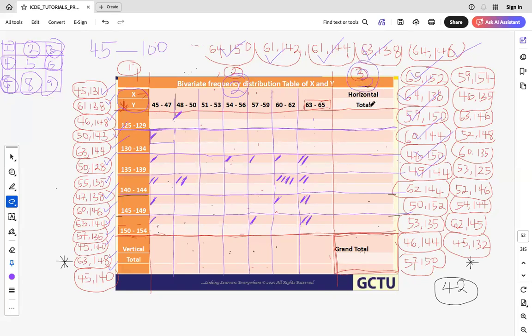That is what we call the horizontal total. So you see that 1, 2, 3 is still there. Then area number 4 is the class intervals you are seeing here. So all this is forming area number 4.